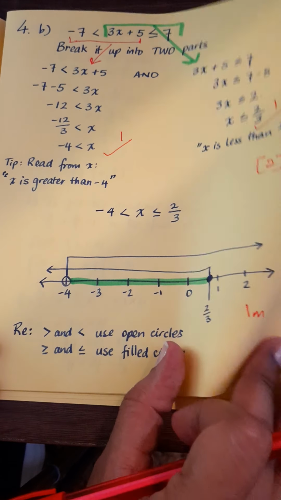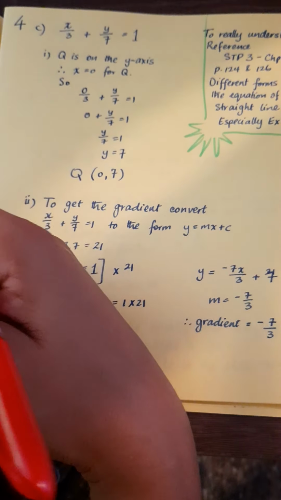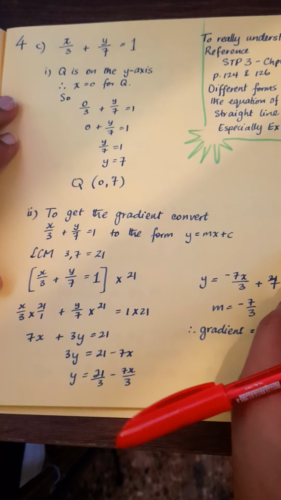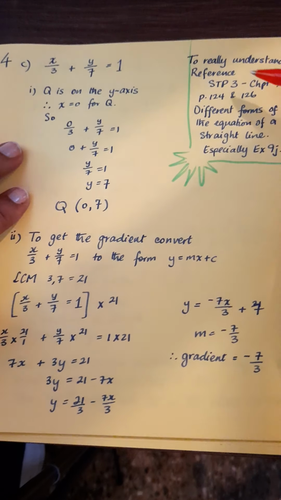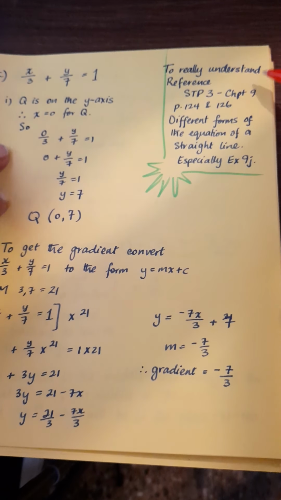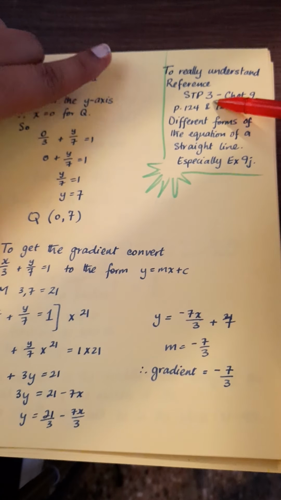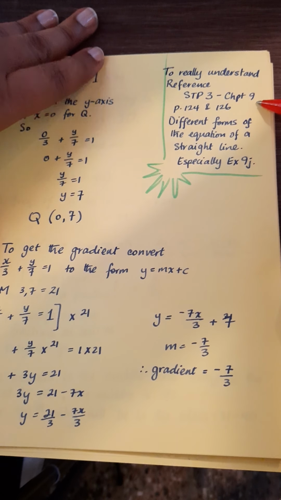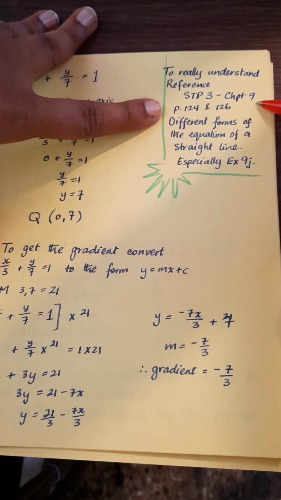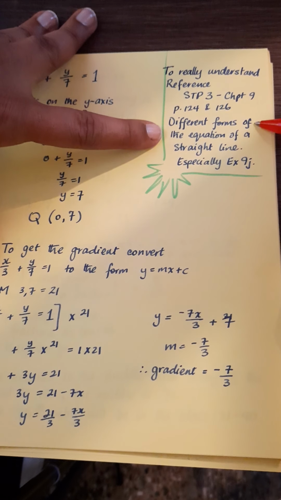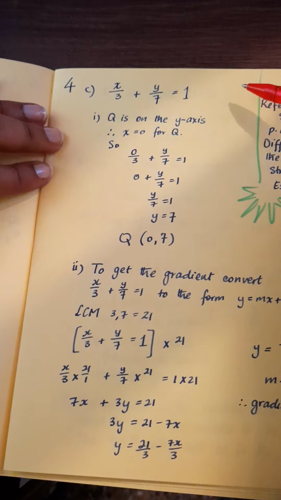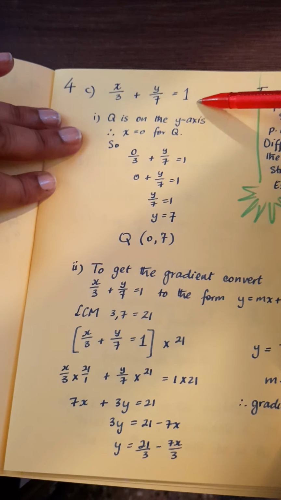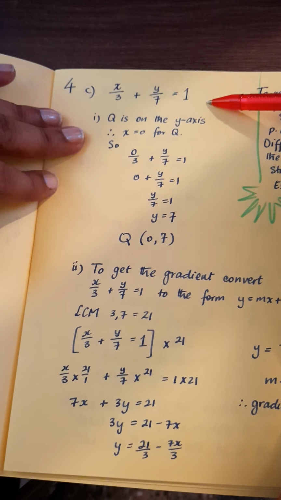And then we have part C. So I have this little note here. To really understand, see your STP 3, chapter 9, pages 124 and 126. They are different forms of the equation of a straight line, and I want you to look especially at exercise 9G. All right, so part C gives us this equation of a straight line.